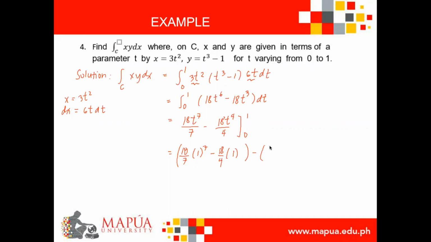Then with the lower limit, so we have 18 over 7 times the quantity 0 raised to 7 minus 18 over 4 times 0 raised to the fourth power. So this will give us 0. So with that, we now have 18 over 7 minus 18 over 4. So simplifying this, using your calculator, the answer here now is negative 27 over 14. So this is the answer for this given problem.